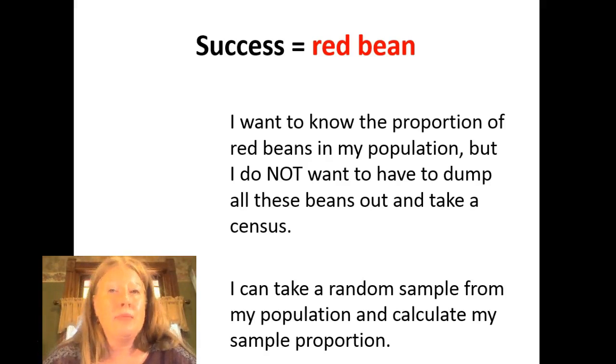We can take a random sample from the population. We can count the number of successes, the number of red beans. We can determine the proportion of red beans we get in our sample, and we can use that information to actually estimate what's going on in the population. So let's look at what this would look like.